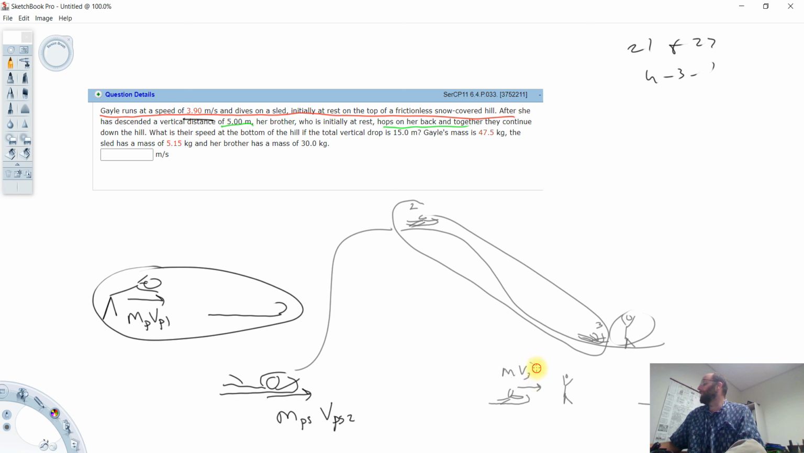So you're going to have the momentum in this picture, where this mass is the total mass here, sled plus person. And that's going to equal the total momentum in this picture, where this mass is the 2 people and the sled, times V4. So that should be enough to get you through that problem.